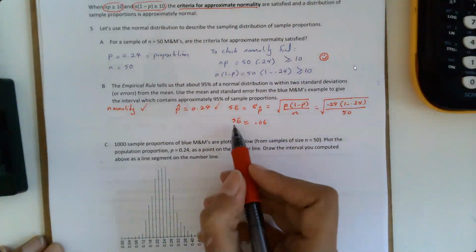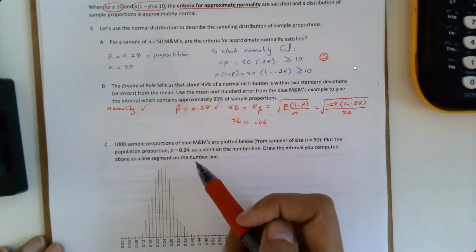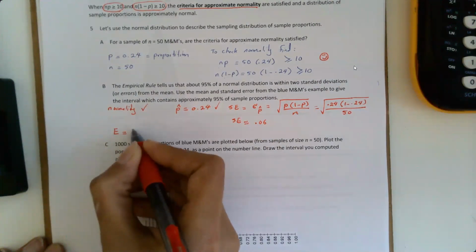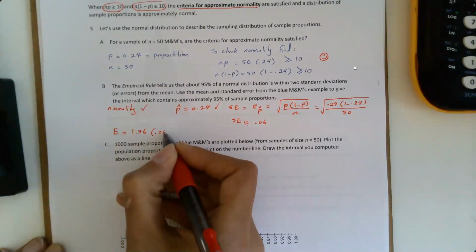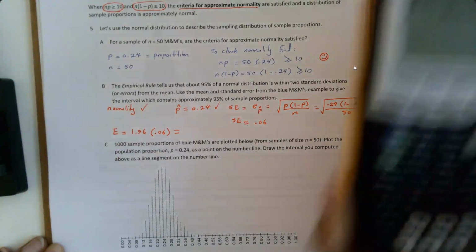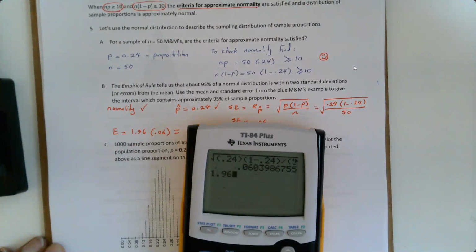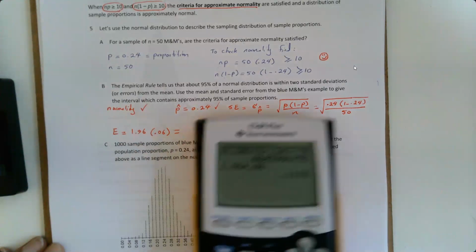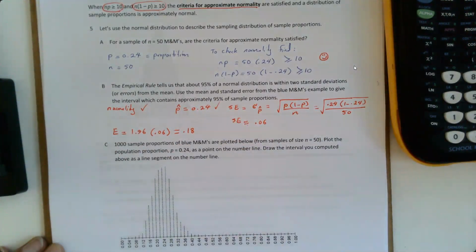After finding the standard error, since I wanted to find the 95% confidence interval, my margin of error is equal to 1.96 times the standard error, which is 0.06. So multiply 1.96 by 0.06. Approximately, it gives me 0.18. I have all the information that I need.